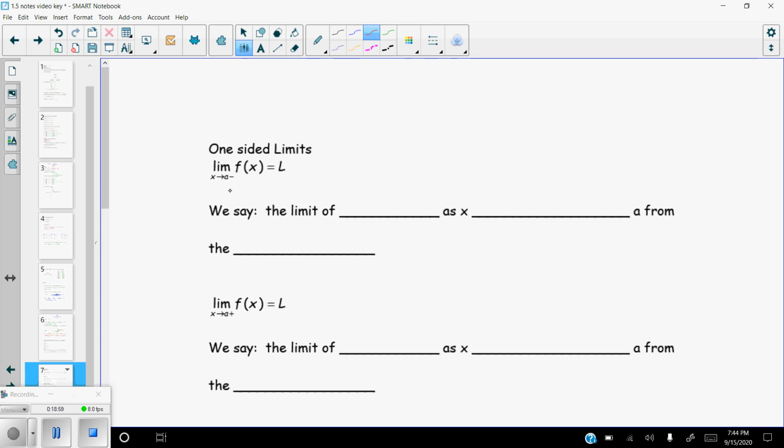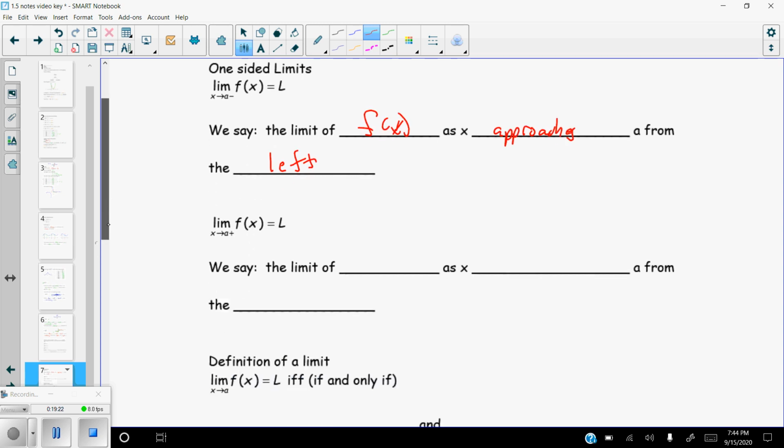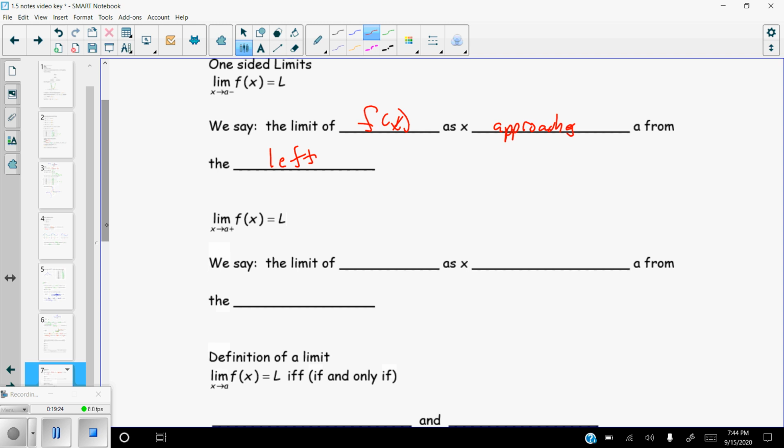If that's the case, then what we say is the limit of f of x as x approaches a from the left. That's what the little negative means. Likewise, if we have the next one down where you've got the little positive sign afterwards, make sure that this is afterwards, not beforehand, because negative a is completely different than approaching a from the left, because negative a is a value where approaching a from the left is not.